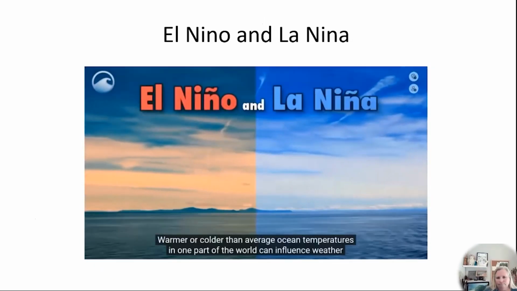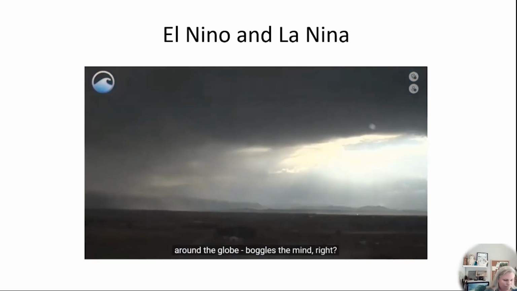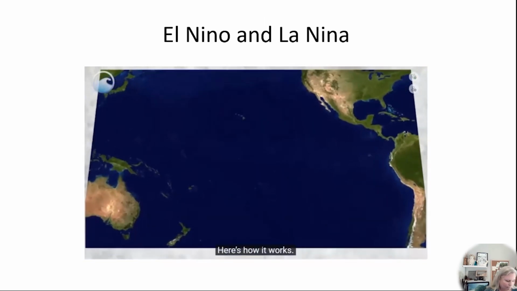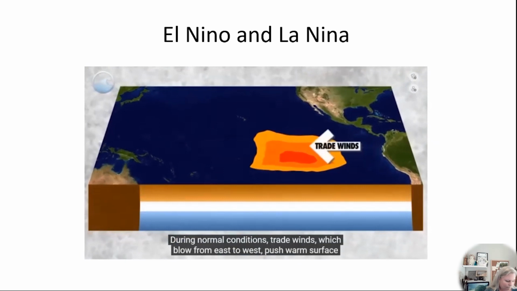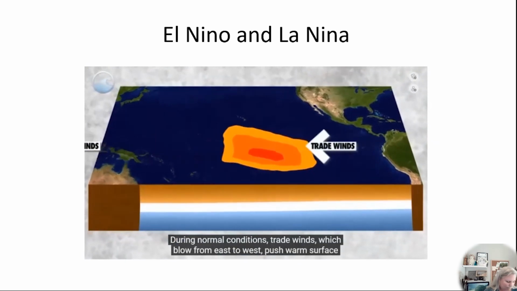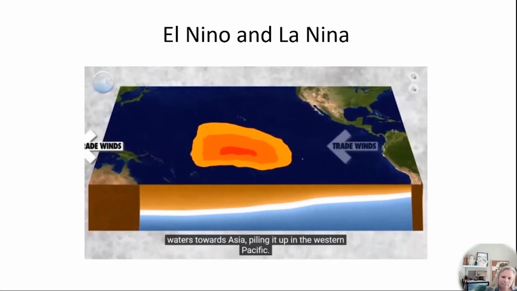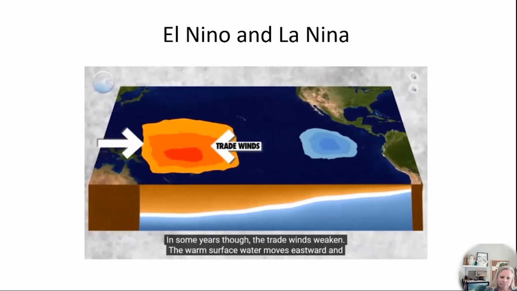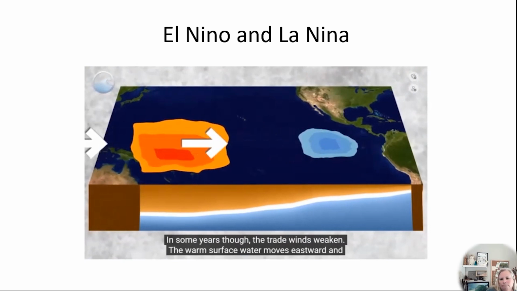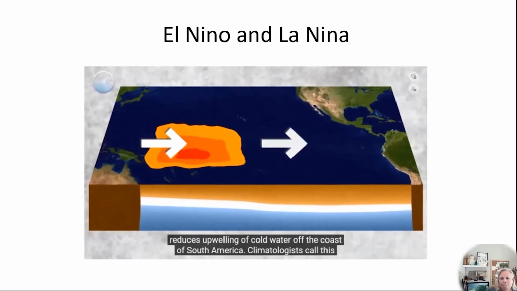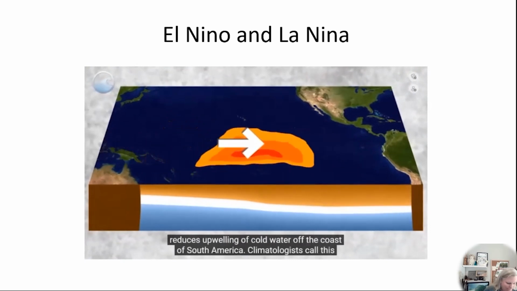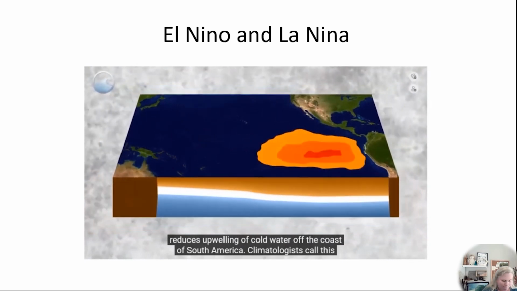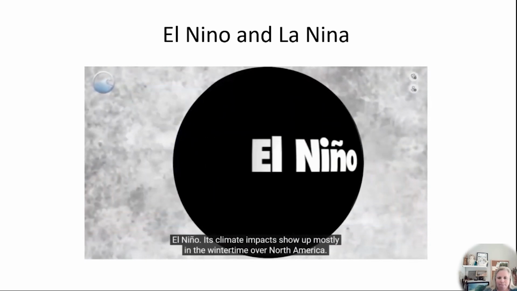Warmer or colder than average ocean temperatures in one part of the world can influence weather around the globe. Boggles the mind, right? Here's how it works. During normal conditions, trade winds, which blow from east to west, push warm surface waters towards Asia, piling it up in the western Pacific. In some years, though, the trade winds weaken. The warm surface water moves eastward and reduces upwelling of cold water off the coast of South America. Climatologists call this El Nino.